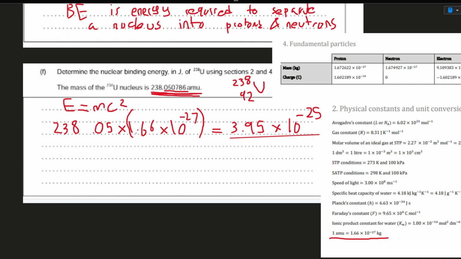So instead of explaining with my words, I can just go ahead and do it. So we take this right here, which is the value of the protons, and we multiply it by the mass of each proton in section 4 of the data booklet. So we have 92 multiplied by 1.67222 times 10 to the power of negative 27, right?